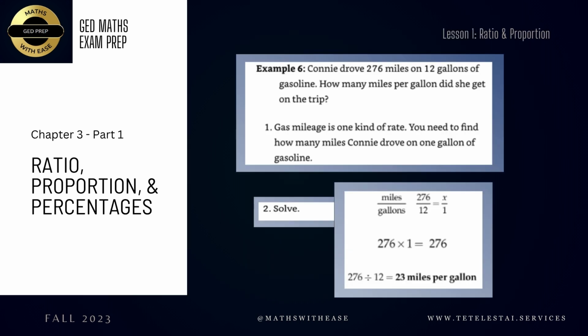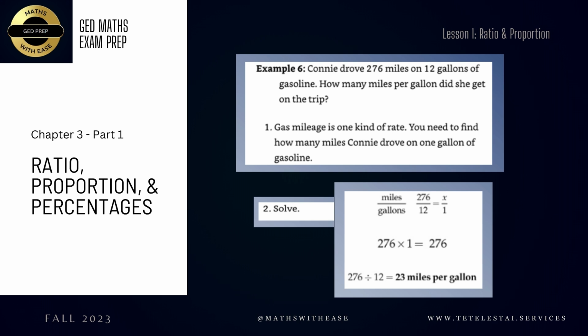So here we're being told that Connie drove 276 miles on 12 gallons of gasoline. How many miles per gallon did she get on the trip? Now we're being asked for information that involves proportioning again, because we know that she drove 276 miles on 12 gallons, so that's 276 over 12. How many miles? Okay, so how many we don't know. We're going to represent that with X. Per gallon did she get on the trip?